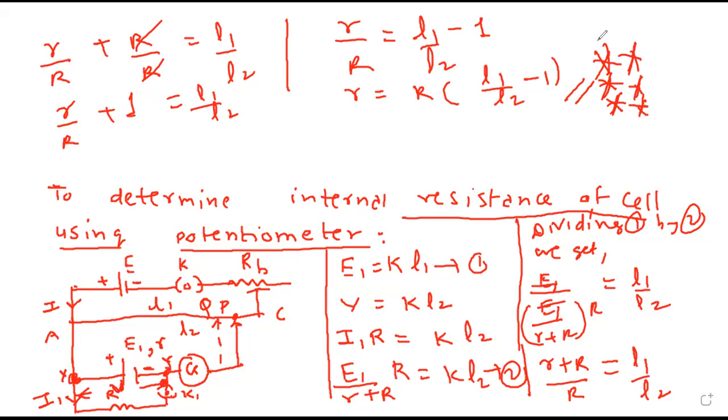Done? Yes. Okay. Now open the PDF which I have sent you. Come to sum number 41. Can you see? Sum number 41 in that PDF. First all potentiometer wala sum I am doing. So coming to 41.